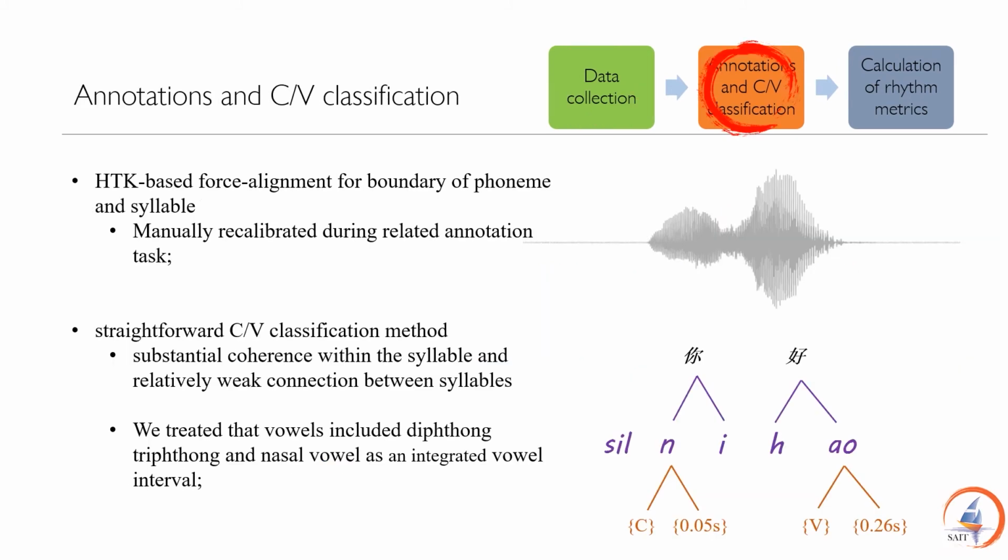What's more, the next step is annotation and CV classification. First of all, HTK-based forced alignment was conducted to provide the boundaries of phonemes and syllables. Those boundaries were manually recalibrated during the related annotation tasks like mispronunciation or phrase break. We employed a relatively reasonable but straightforward CV classification method. In Mandarin, there is substantial coherence within a syllable and relatively weak connection between syllables. Thus, the compound vowels in Mandarin are hard to subdivide, even the non-syllabic ones. So we treated the vowels, including the diphthong, triphthong, and the non-syllabic vowel, as integrated vowels.